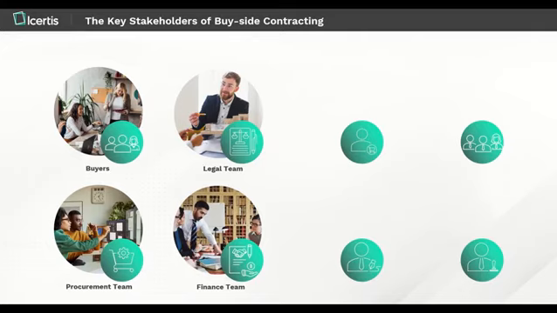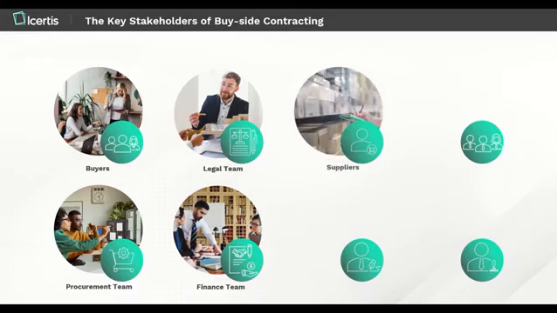The finance team is the financial wizard of buy-side contracting. They have a keen eye on organizations' budget and financial goals. They carefully assess the financial aspects of contracts, such as pricing, payment terms, and financial clauses, to ensure that they are economically feasible and align with the organization's financial plans. Their expertise helps the organization make informed decisions about which contracts are financially viable and contribute to its overall financial success.